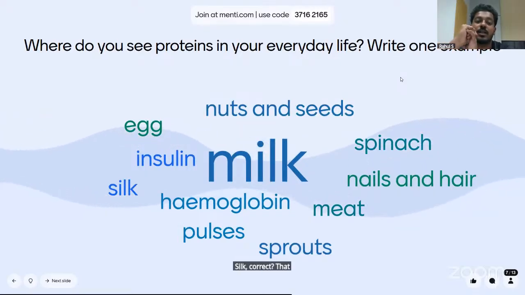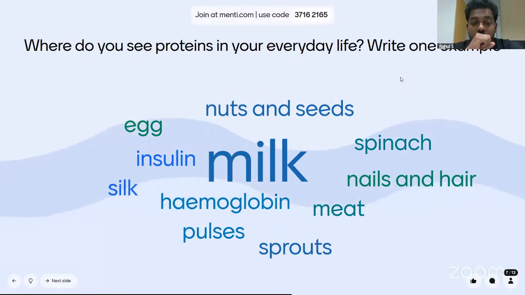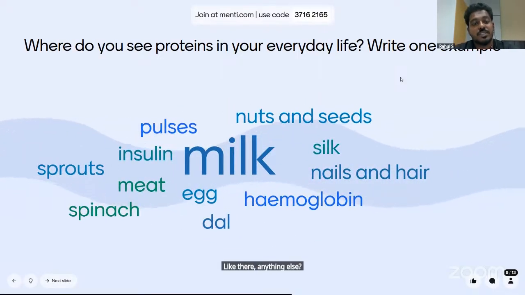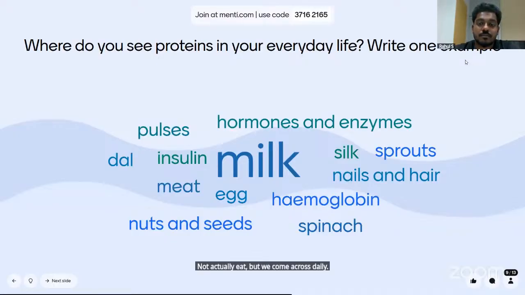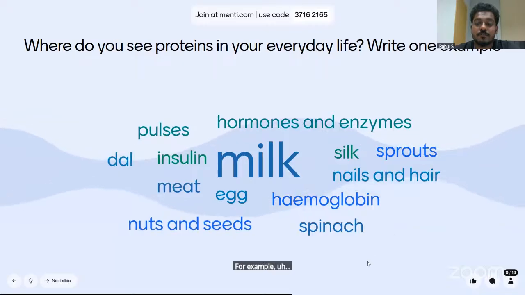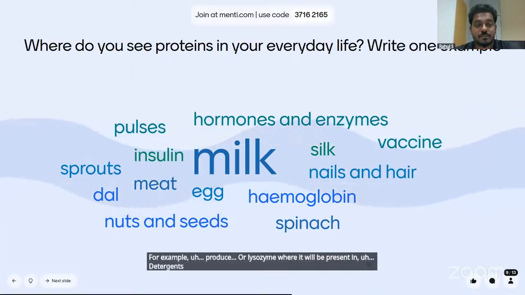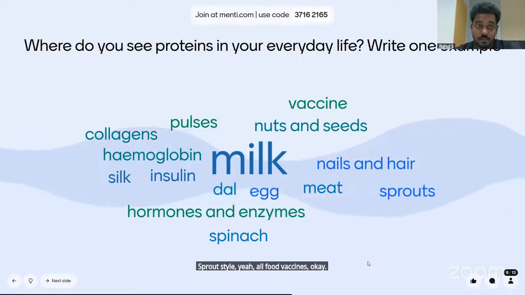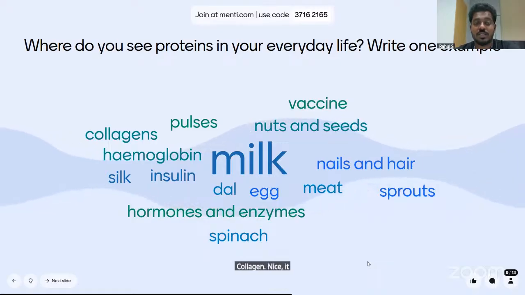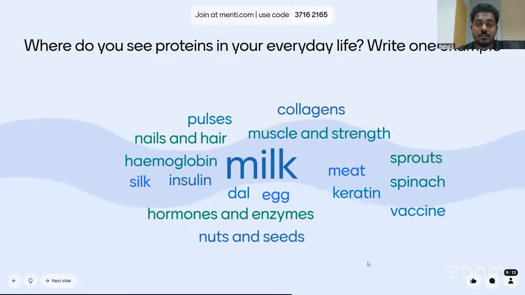Silk, correct? That's a nice answer. Anything else like that? Insulin, cool. Silk is a very good answer. Like that, anything else? Which proteins do we not directly eat, but come across daily? For example, protease or lysozyme, which are present in detergents. Sprouts, dal, yeah, all food. Vaccines, okay. Collagen, nice. Sometimes we use collagen as supplements, and it is also present in most cosmetics. Keratin is a protein which is present in our hair. Nice.